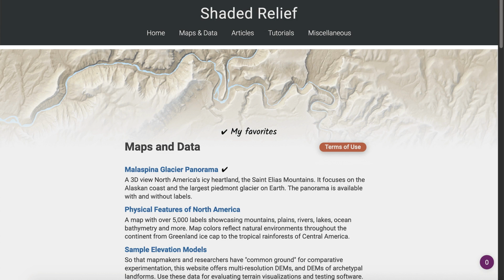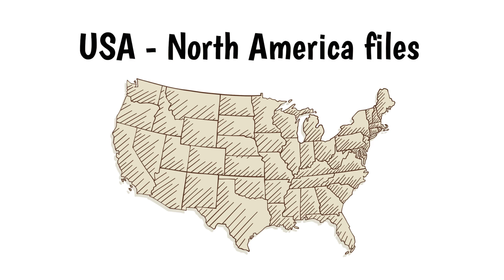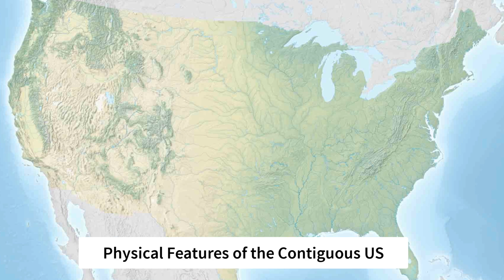Let's take a look at the files. The Shaded Relief site offers several excellent shaded relief files of the US and North America. Most are GeoTIFFs, so they can easily be used in QGIS or other GIS software. Here's a summary. Physical features of the contiguous US.